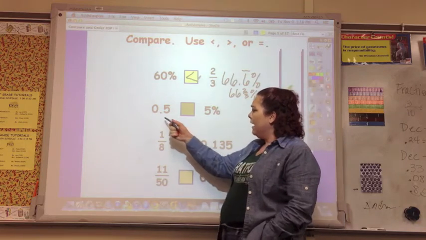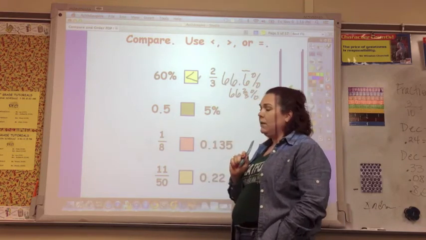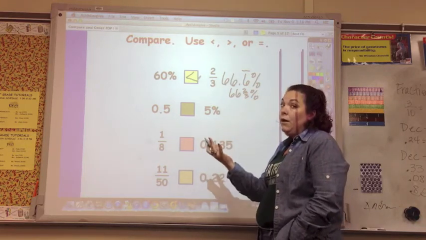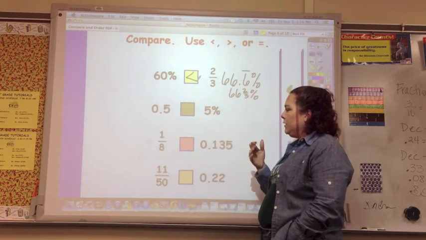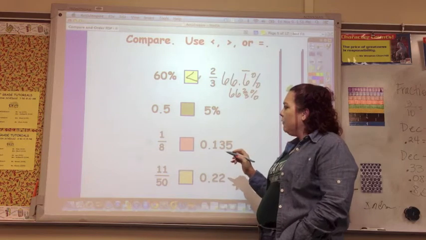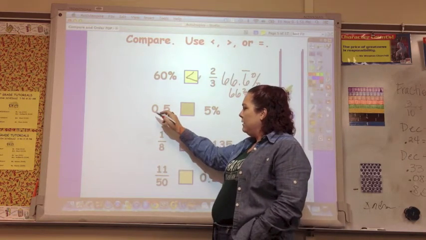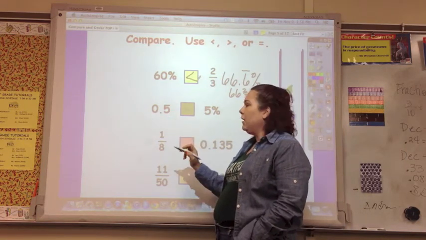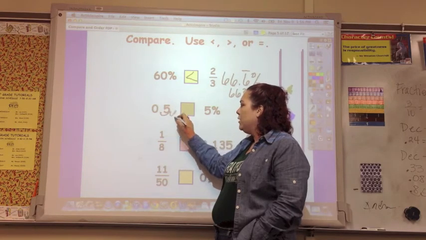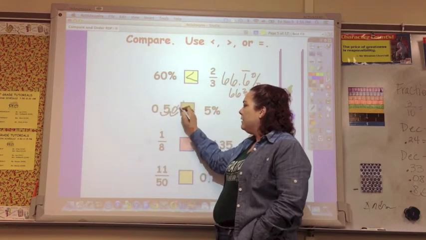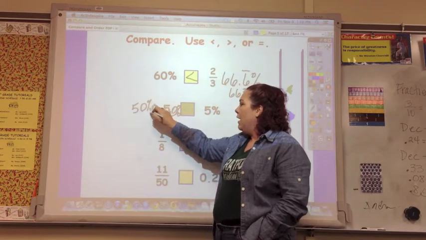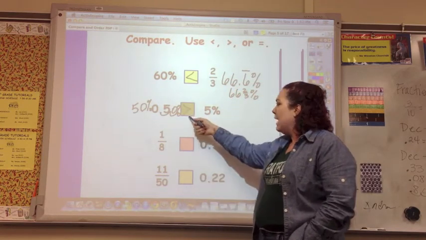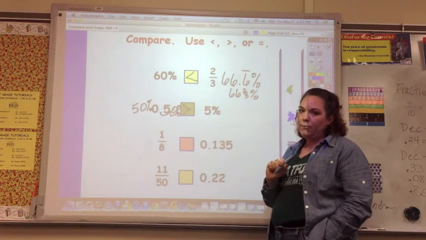So now I have a decimal and I have a percent. Me, I want percents, and other people might turn the percent to a decimal. If I were to turn this decimal into a percent, I would go 2 places to the right, 1, 2, Dr. Pepper, add the 0, add the percent sign. So this is 50%.